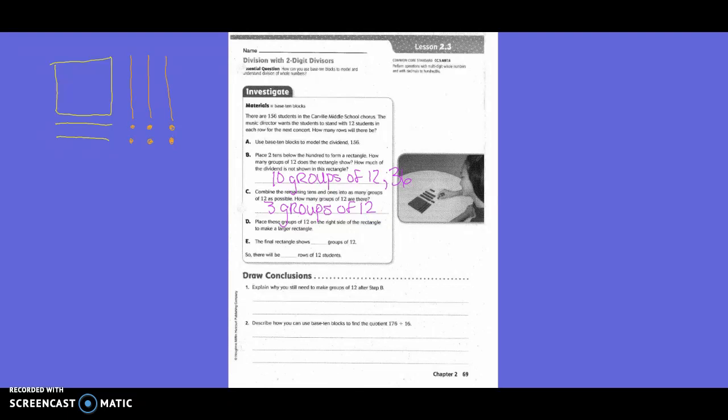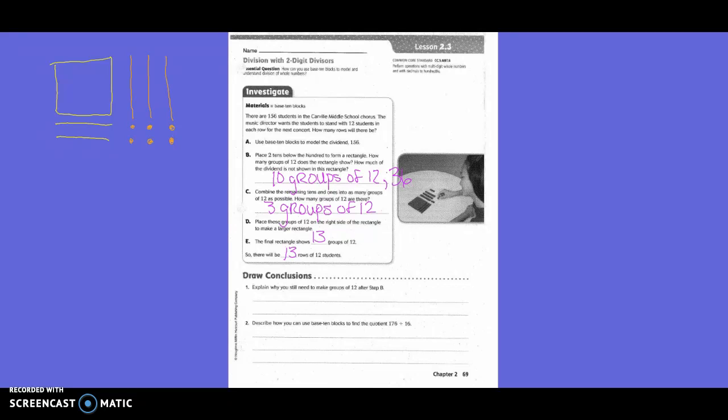Place these groups of 12 on the right side of the rectangle to make a larger rectangle. So basically, you made your own little thing over to the side, right? Final rectangle shows how many groups of 12? If you were to not leave any spaces in there and you stuck it all together, how many columns would you have? 13, right? You have 13 going this way and you have 12 going this way. So there will be how many rows of students? 13 rows of students.